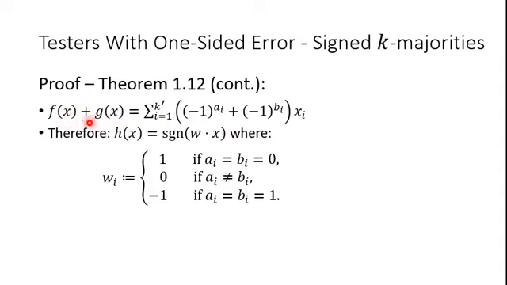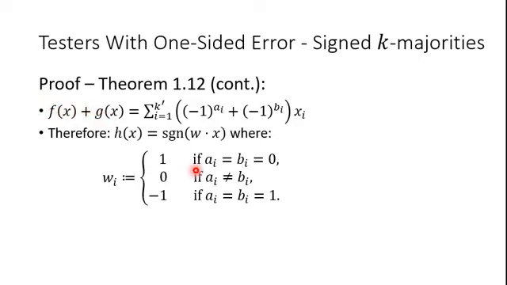So again, f(x) plus g(x) is just the sum of the variables with the coefficients that are summed from Alice and Bob. So therefore, what we can do is we can now write h(x) as the sign of w·x with these w's. Why? Because again, h(x) is defined to be f(x) plus g(x) divided by 2.